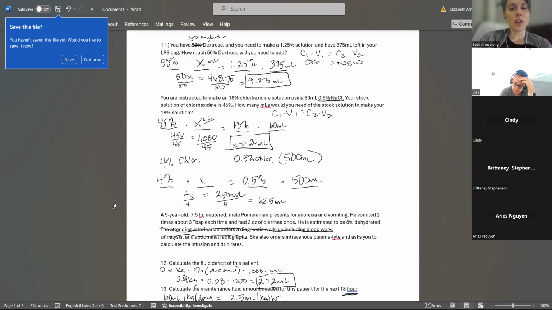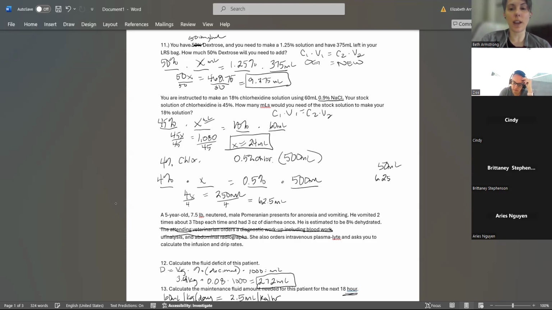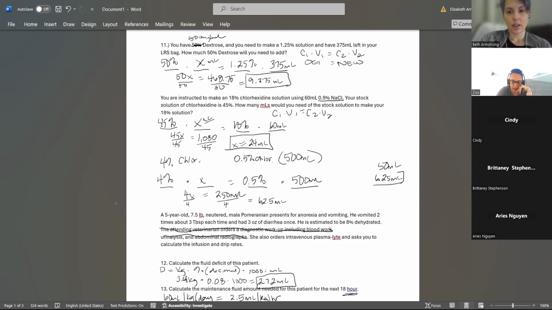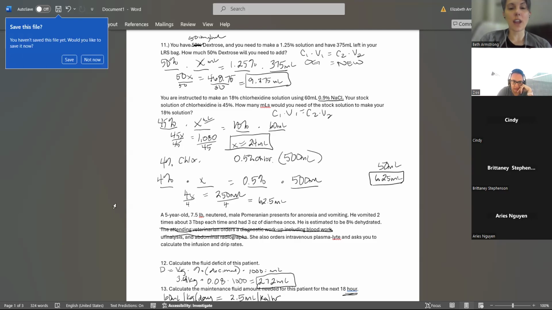Think of that as making a half a liter. If we were to make even 50 mLs, we just move our decimal over here, and you're going to need 6.25 mLs of that. So that's how much chlorhexidine I would have to pull up to add to a 500 ml bag. Correct. If you just did 50 mLs, you are pulling up 6.25 mLs.